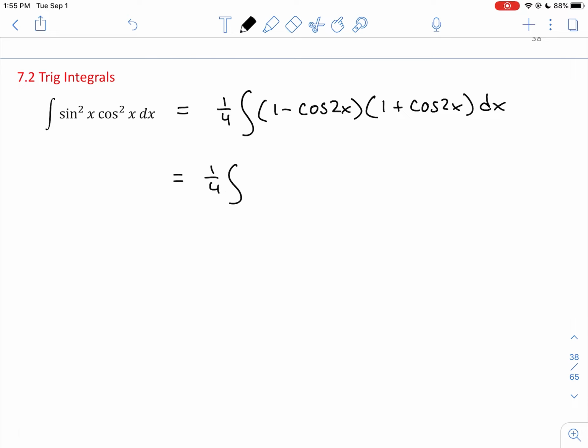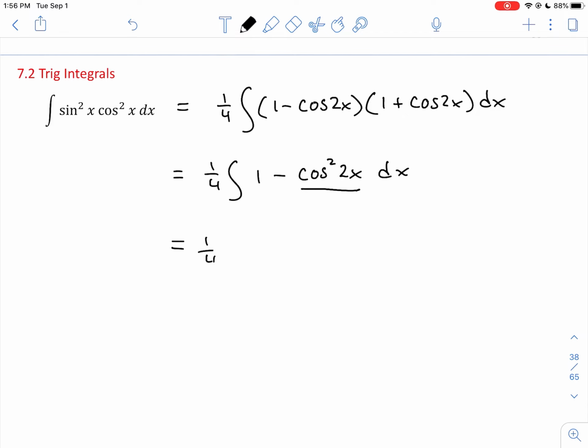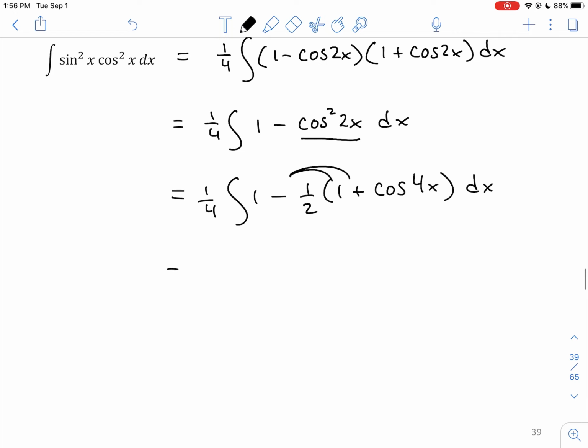And then do some FOILing next. We got 1 plus cosine 2x minus cosine 2x, so the 2 middle terms cancel, and then minus cosine squared. And then from here, we're going to have to do another power reducing identity on this. That's going to produce a 1/2 times a 1 plus cosine, and then double the angle from 2x to 4x. I'm going to distribute this negative 1/2 and then combine the constants. All right, so we're going to have a 1 minus a half essentially, so that's just going to produce a half. And then distribute that, and we get minus 1/2 cosine 4x.